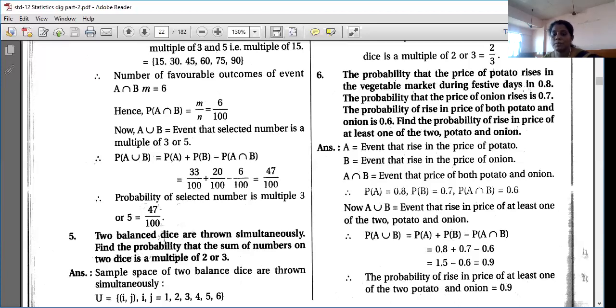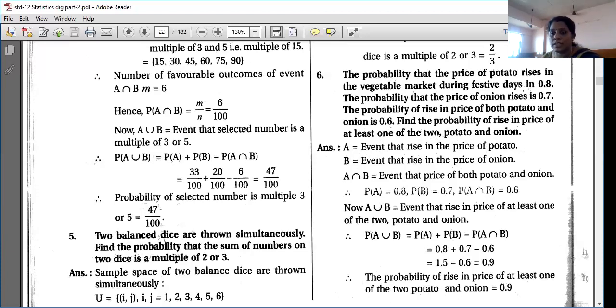Therefore, the probability of rising price of at least one of the two, potato and onion, is 0.9. So this you have to see here, and is given. Here and is given, and I told you and means intersection and or means union. But according to the statement, this should come at least one of the two, either potato or onion. ऐसे हमने इसको consider किया है.